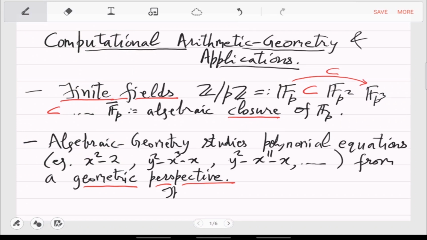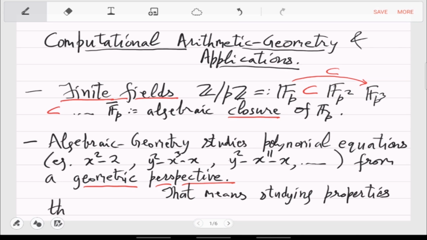So that basically means studying those properties that one can visualize, even over FP.